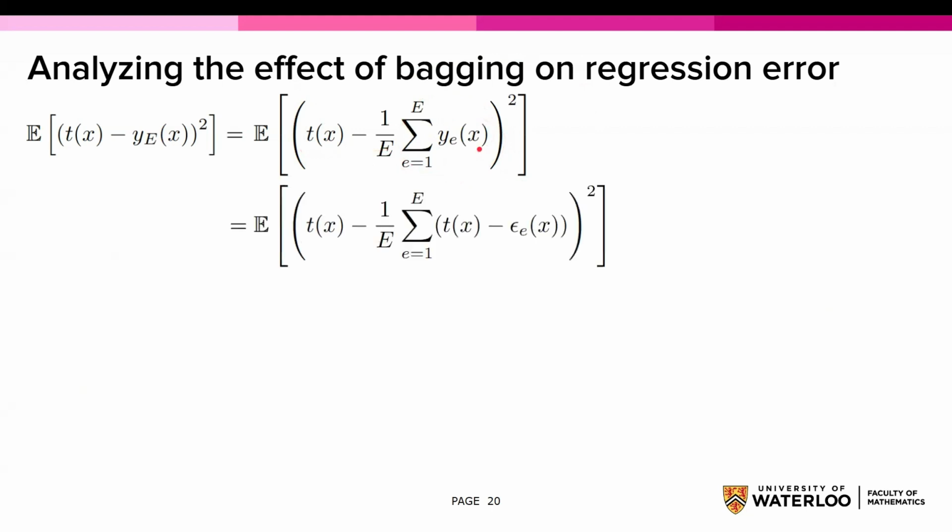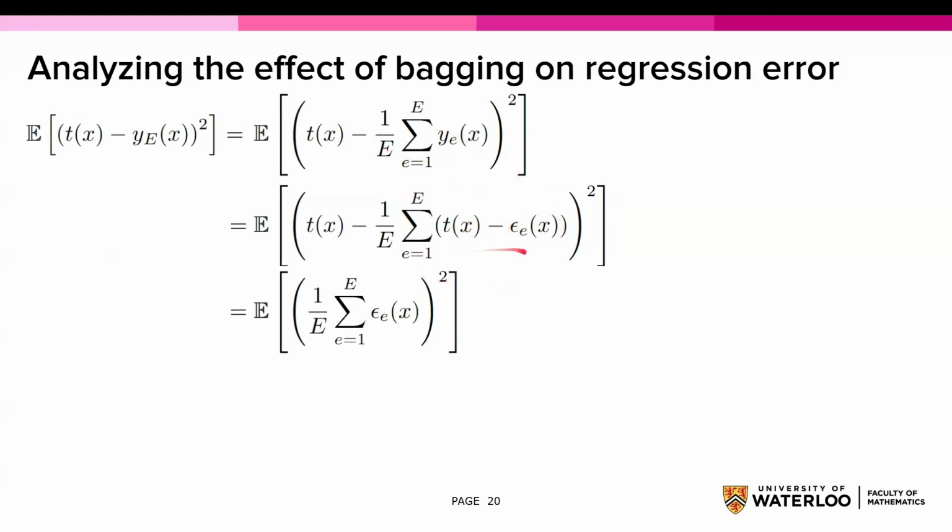And so we can rewrite this prediction y sub e for each model in terms of the target t of x and the error term epsilon sub e. And this means that each prediction can be composed as the true value minus the model-specific error. And so, yeah, substituting that in the previous equation gives us that there.